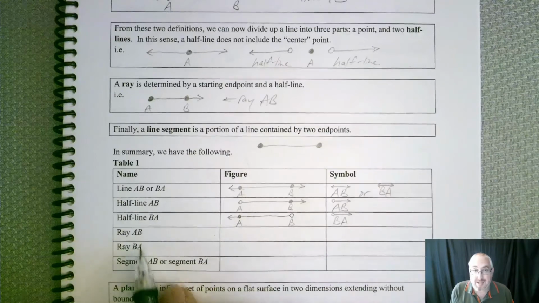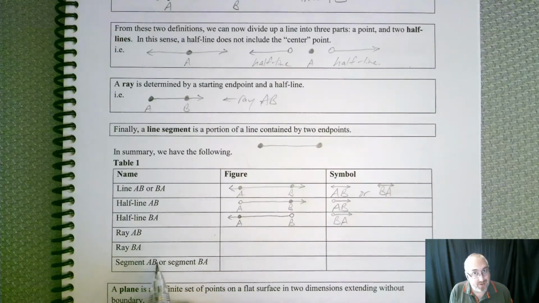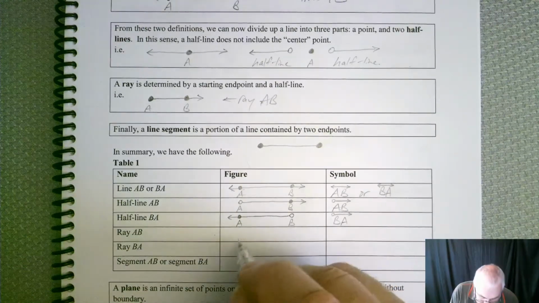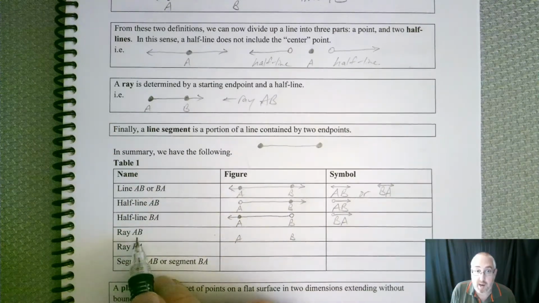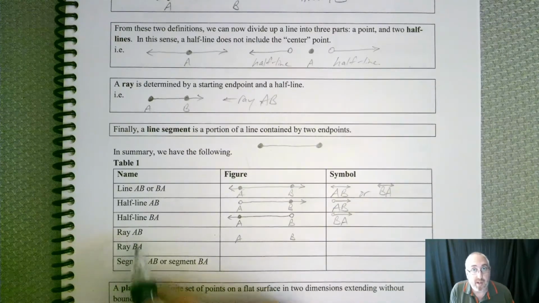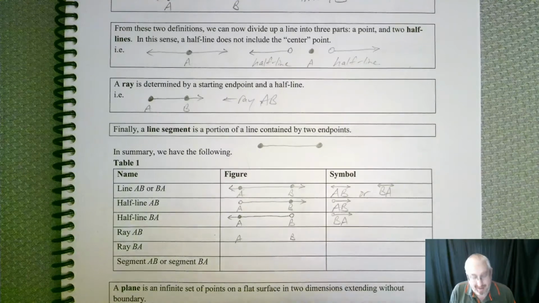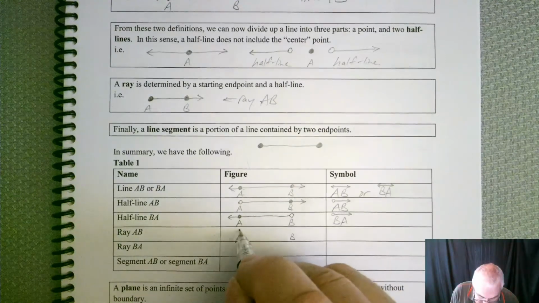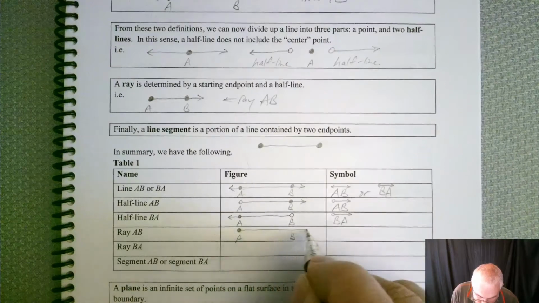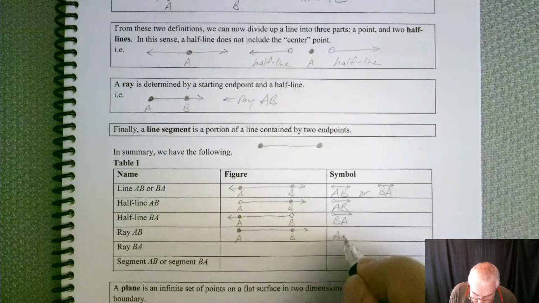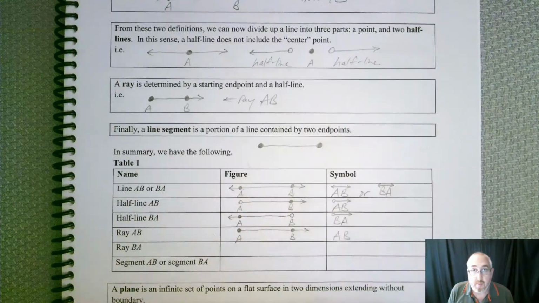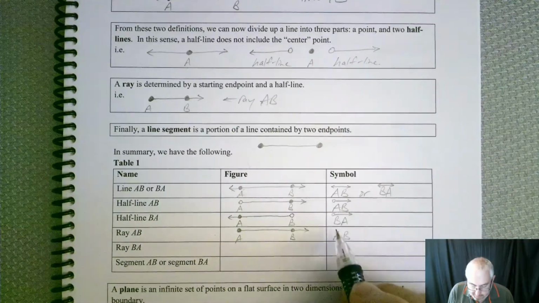Now the same thing is going to happen with rays because those are one directional as well. So if I had A here and B here, and I wanted to describe ray AB, what do you think? Which way is it pointing? To the left or to the right? Yeah, it's going to have to be pointing to the right because it's starting at A, and it's going to pass through B.